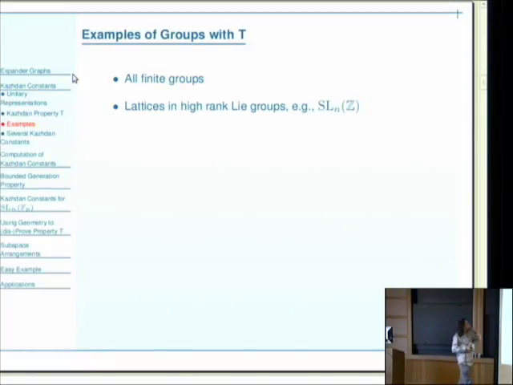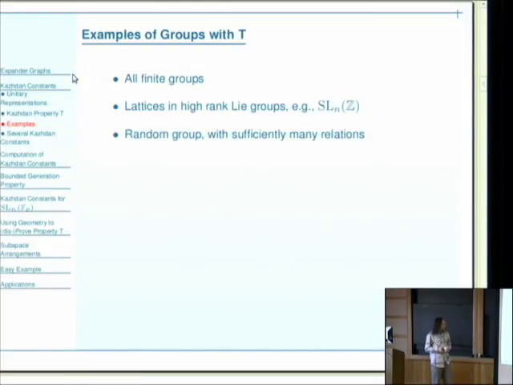The second classical example, which is essentially the motivating example for the whole theory, is that if you take a high rank Lie group and take a lattice in it, it's going to have property T. For me, the typical example is SL_n(Z). The rank is n minus 1, so for SL_n(Z) I need n to be at least 3. SL_n(Z) is matrices with determinant 1 with integer entries.